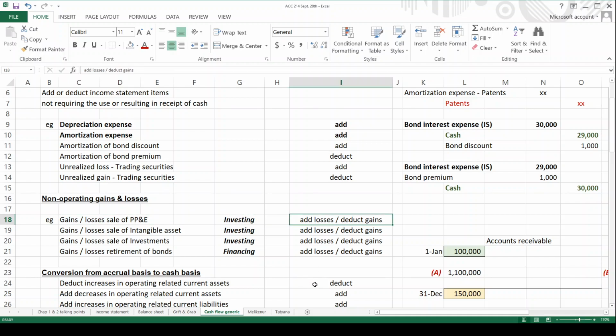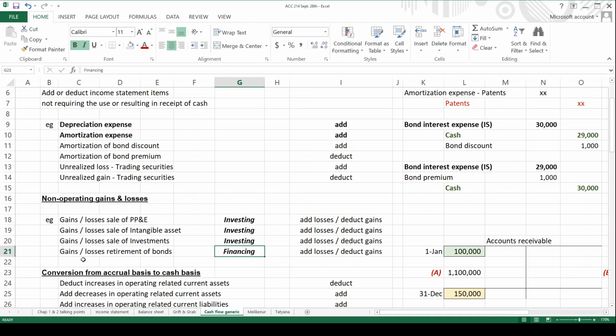So what we're going to do here is we're going to add back the losses or deduct the gains. Why would we add back the losses? We want the net income exclusive of the loss or gain. So that's the rationale. The same thing for the gain or loss on the sale of an intangible asset or on an investment. Okay, same logic. Add back the losses, deduct the gains. Now we're going to deal with these when we get to the other categories, those categories being investing and financing.